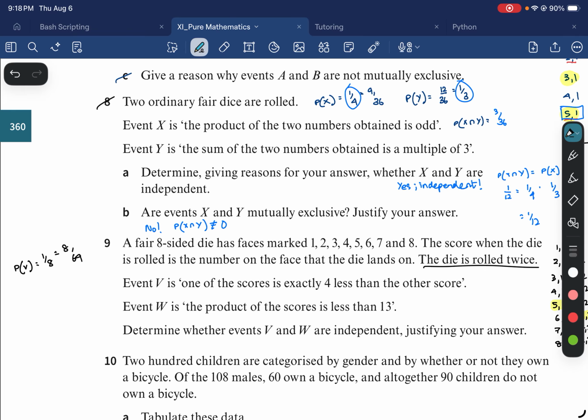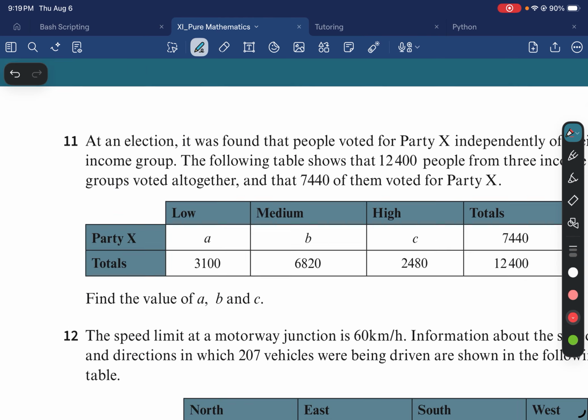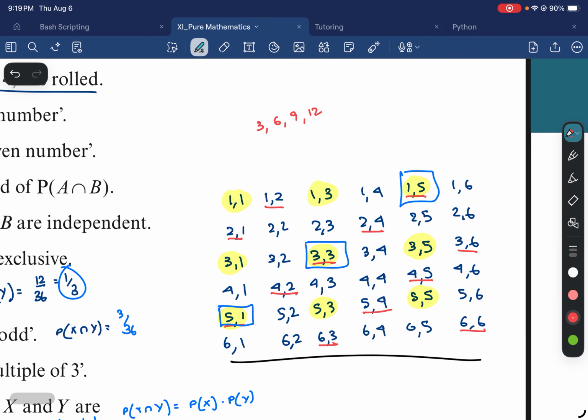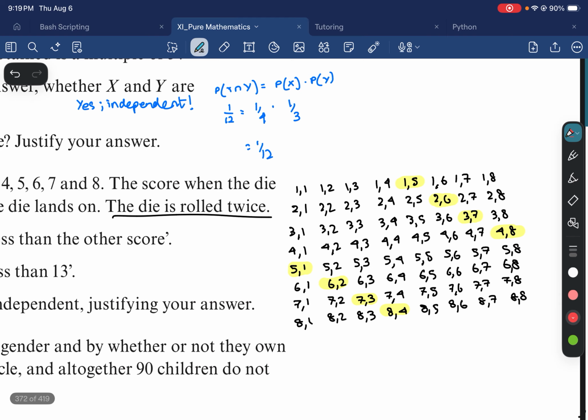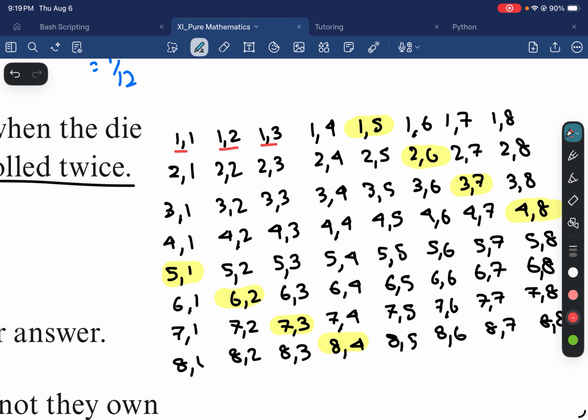The product of the scores is less than 13. Everything in row 1 will satisfy that, because the product is less than 13. 2, 1 is 2, 2, 2 is a 4, 2, 3 is a 6, 2, 4 is an 8, 2, 5 is a 10, 2, 6 is a 12. Up until this, we are okay. 2, 7 is a 14, so we don't want that.